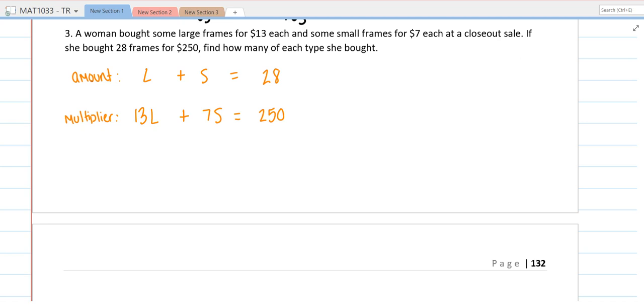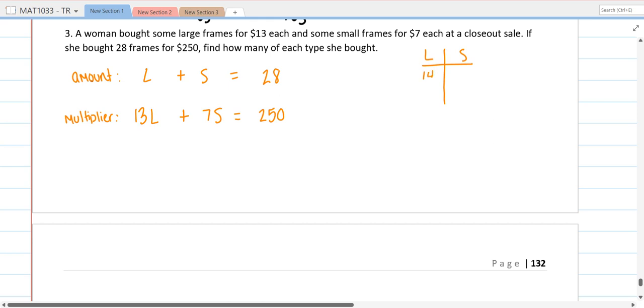And some of these you could just do guess and check because you know that's going to add up to 28. Or you can do substitution or elimination. That's kind of up to you. What I mean by guess and check is this. Let's say it was split 14 and 14. You just plug that in and see if it works, right? So 14 plus 14 equals 28.